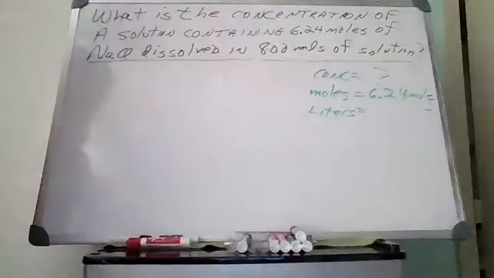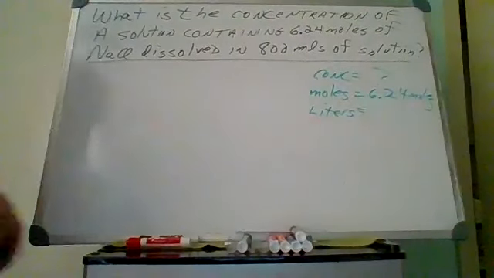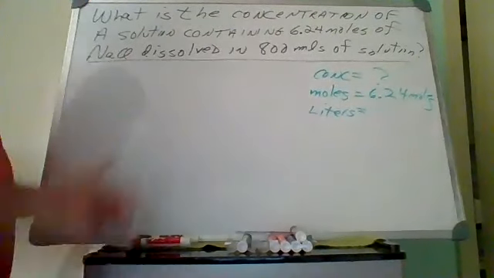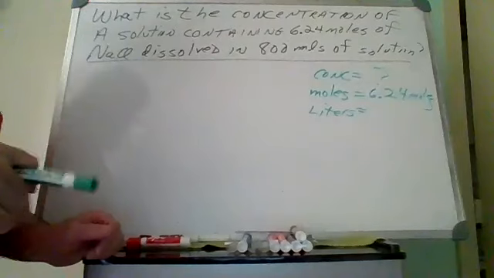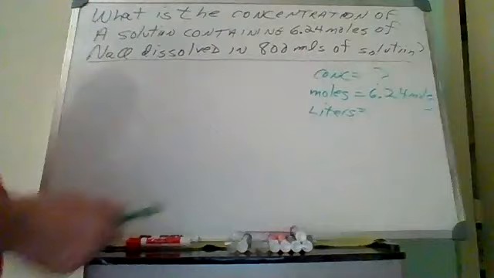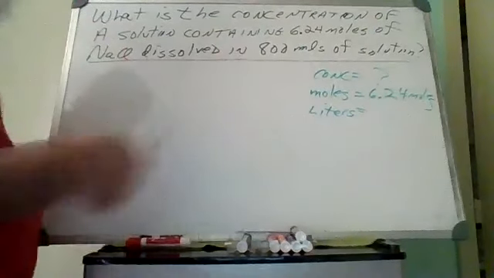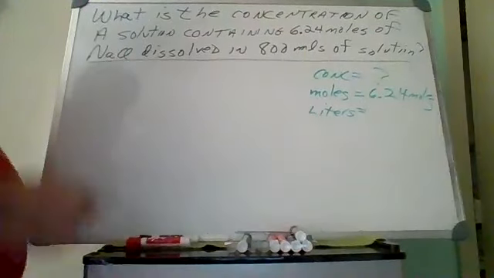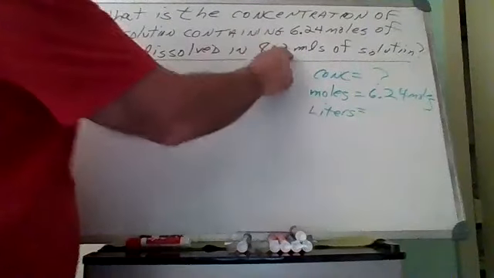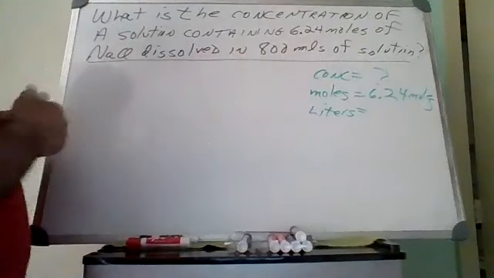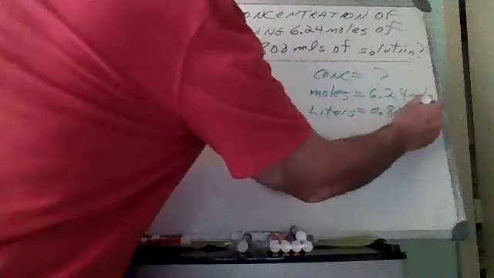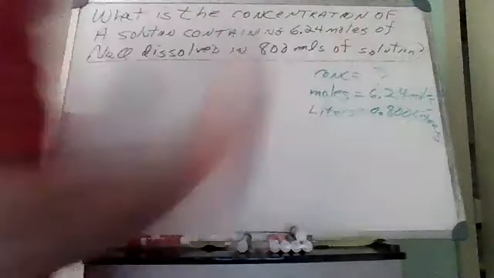Now I have to convert 800 milliliters to liters. Remember, a milliliter is a very tiny volume, right? But a liter, you know how big a 2-liter bottle of soda is. So there's many more milliliters in a liter than vice versa. Milli means 1,000th, like a millennium has 1,000 years. So there's 1,000 milliliters in 1 liter. To convert this 800 into liters, I have to divide by 1,000. So over here, I'm going to write liters equals 0.800 liters.